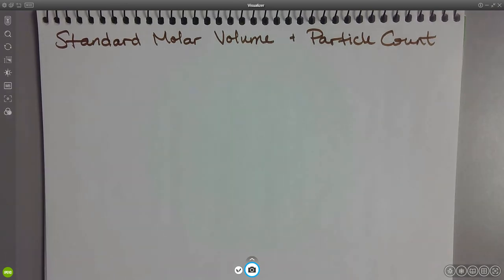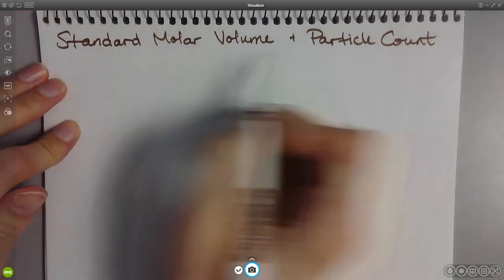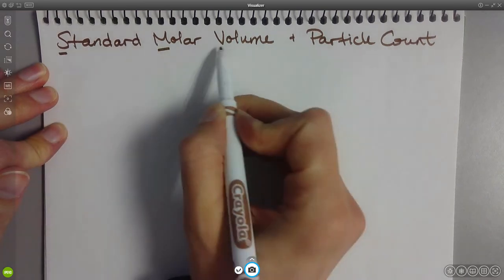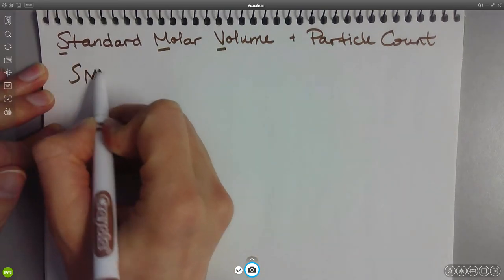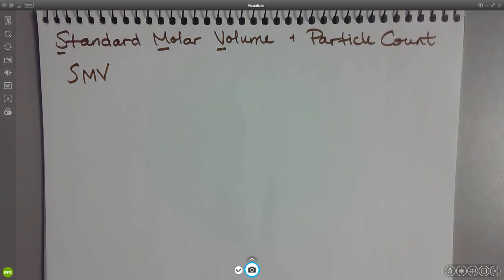So what we're going to do today is we're going to talk about, are y'all with us? Yes. Okay. So we're going to talk about these two ideas called standard molar volume, which sometimes we abbreviate SMV, okay? And then particle count, which doesn't have an abbreviation.